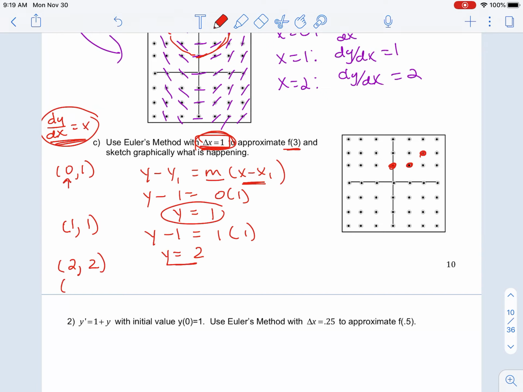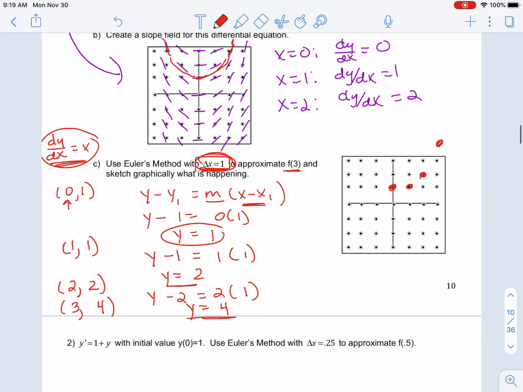So the next point, I'm going to go ahead and write the equation of the tangent line here. Y minus 2 equals, slope here is 2, delta x is 1. And notice here, if I solve this for y, this ends up being 4. So my next point is 3 comma 4. So this is saying the next point on my graph is going to be 3 comma 4, which is up here. So notice you can start seeing that parabola being formed by these points that we're calculating.